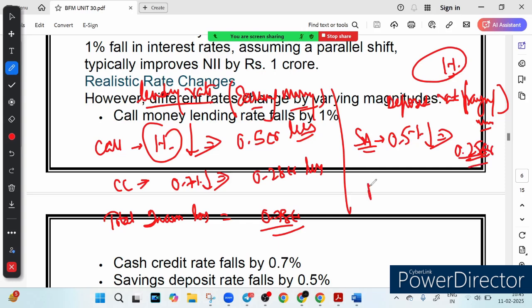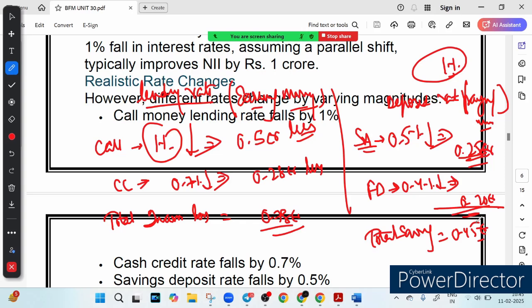And if we talk about fixed deposit, FD, suppose the FD rate decreased by 0.4%. In this case also, if you calculate 0.4% of 50 crore, you will get 0.20 crore. So this is also saved by the bank, right? If you add both of them, the total saving is 0.25 plus 0.20, which is 0.45 crore.